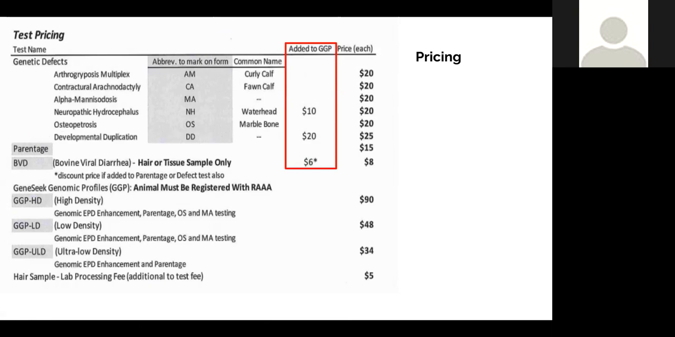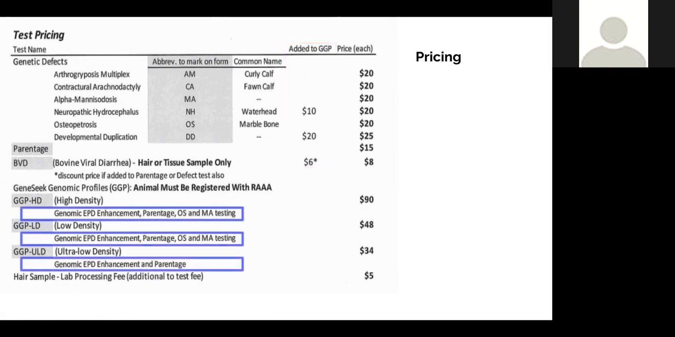Another one I get quite a few questions on is the BVD. So it is $6 if you add it on to anything else. So you can see the asterisk there. If you look down below, it says discount price if added to parentage or defect test as well. So it's $6 if you do parentage, defect, a GGP, or whatnot. If you're testing an animal just for BVD, then it would be $8.